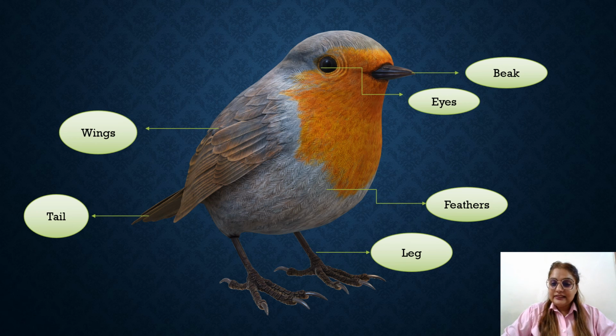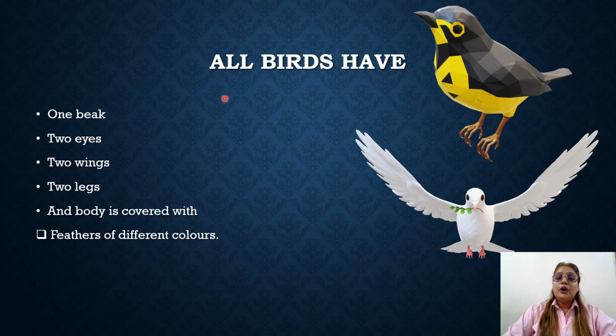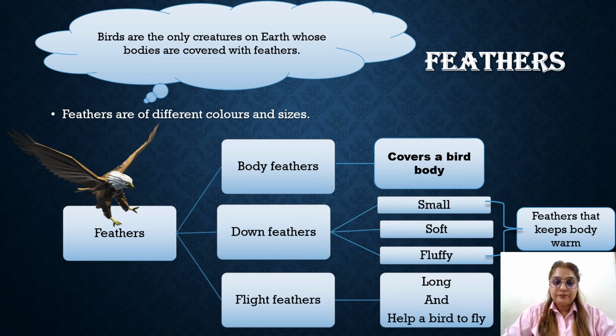So, our next slide is all about what all birds have. The birds have one beak, two eyes, two wings, two legs, and body is covered with feathers of different colors. Now here you can see they have two wings, one and two. They have two eyes, one and two. One beak, two legs, one tail, and their whole body is covered with feathers.